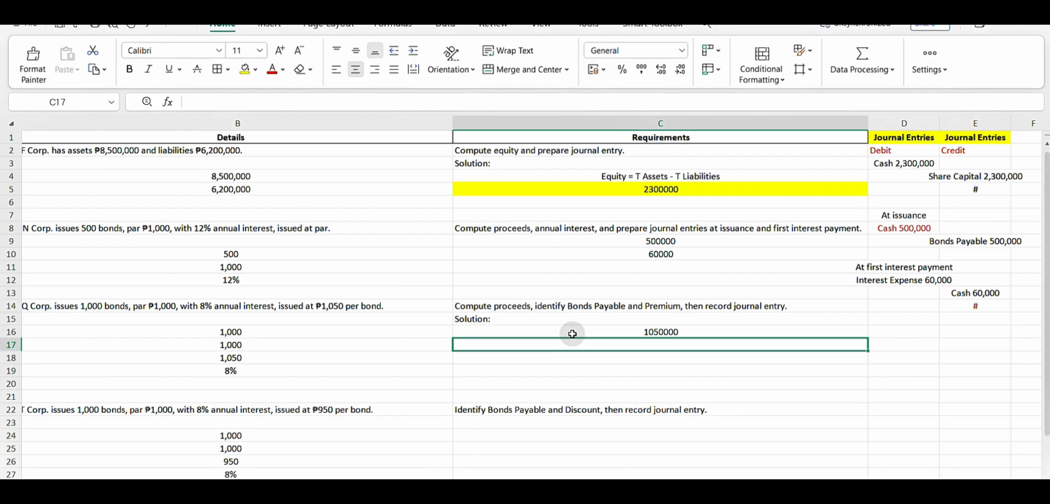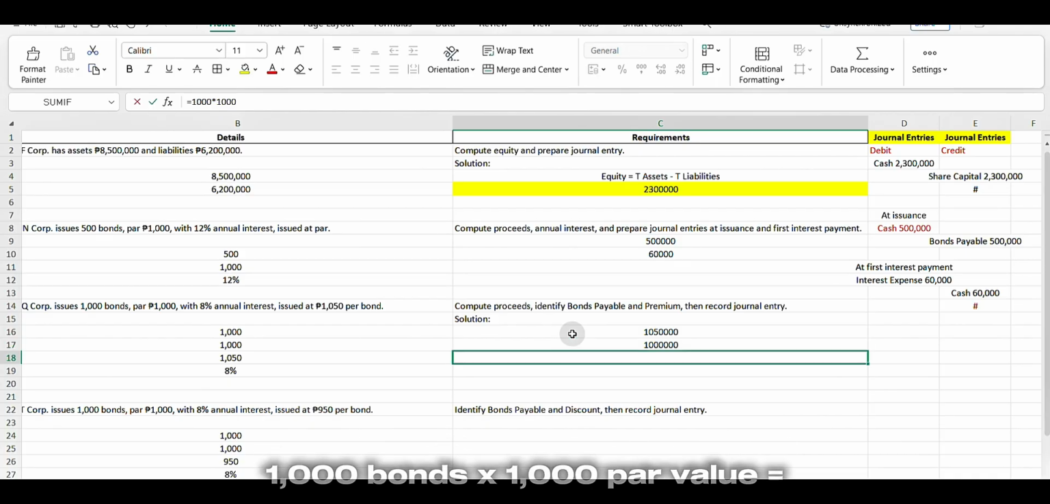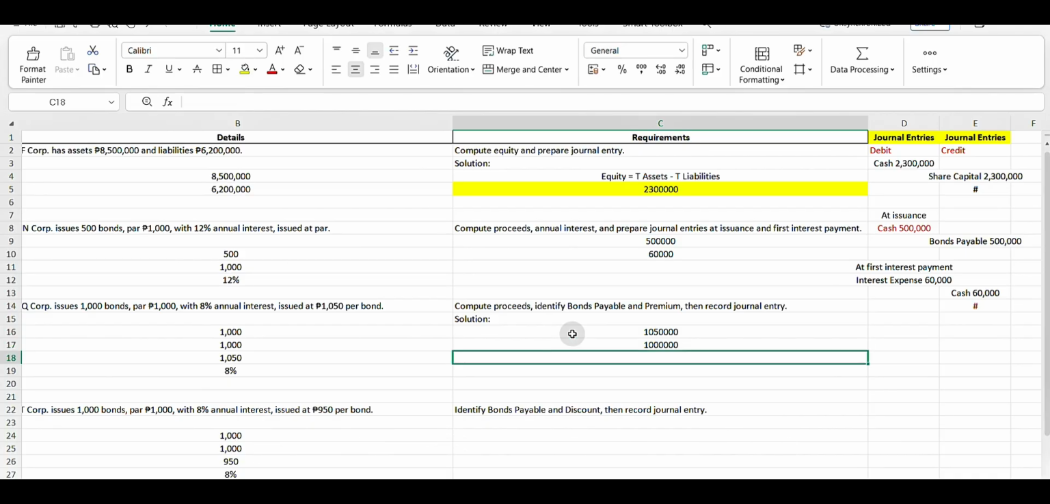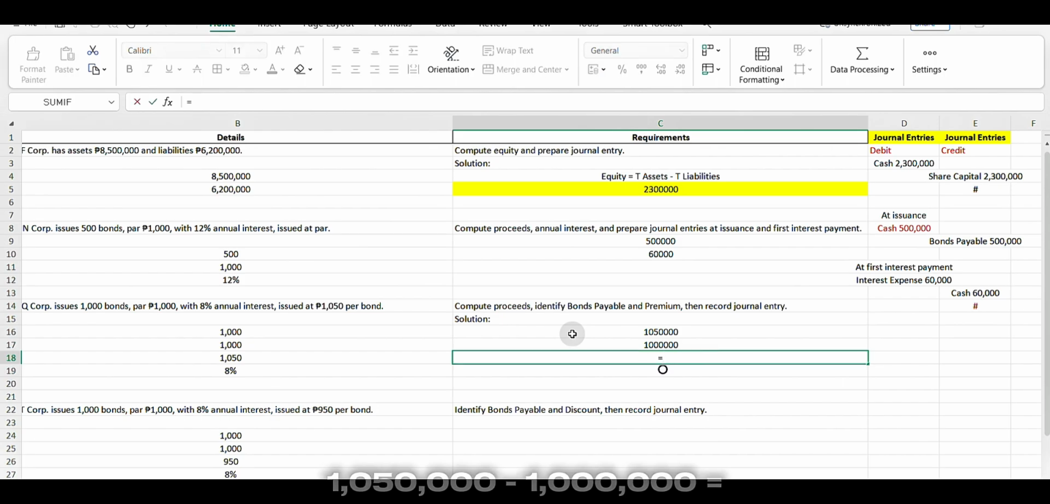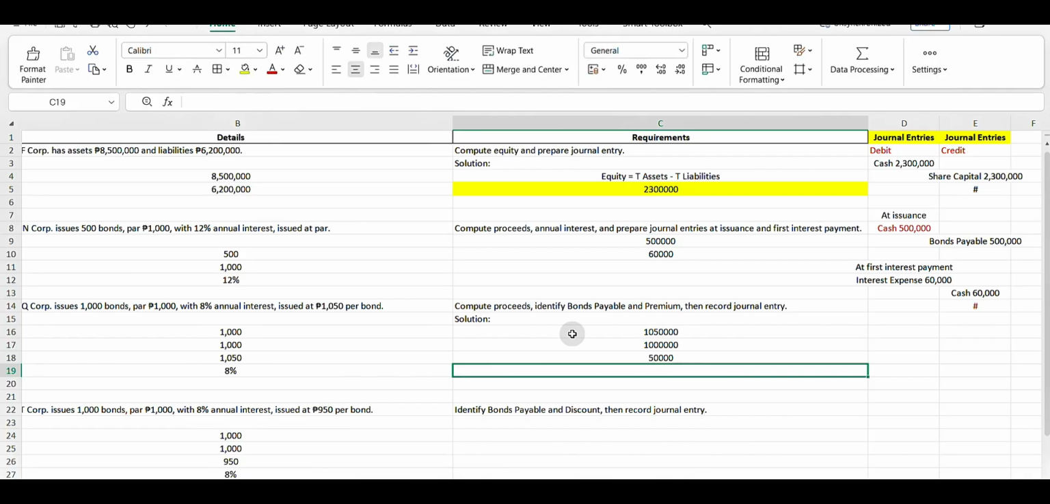Now to compute for the bonds payable, that is the number of bonds, 1,000 multiplied by the par value, which is 1,000 pesos. And that is 1 million pesos. Now to get the premium, of course, we just need to subtract: the proceeds, 1,050,000 pesos, minus 1 million pesos. And that is 50,000 pesos.